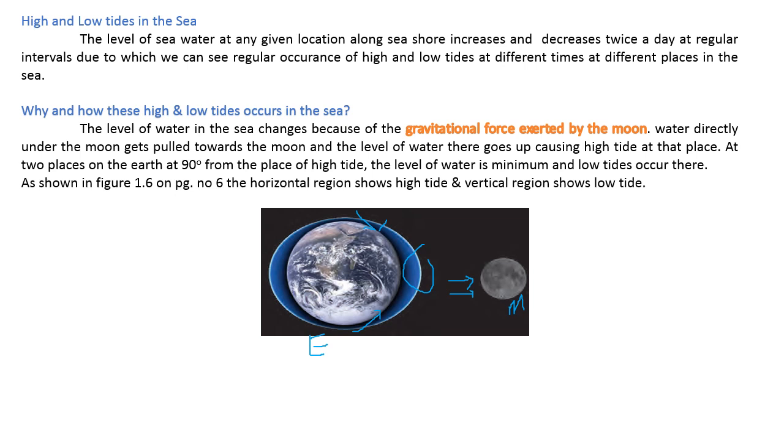And at 90 degrees from this place, this is my 90 degrees, correct? So at this place and this place, here also I will have 90 degrees. So on both sides at 90 degrees there will be a low tide. Is it clear? Similarly, when the moon comes to this position, what happens? The water will be pulled up here.